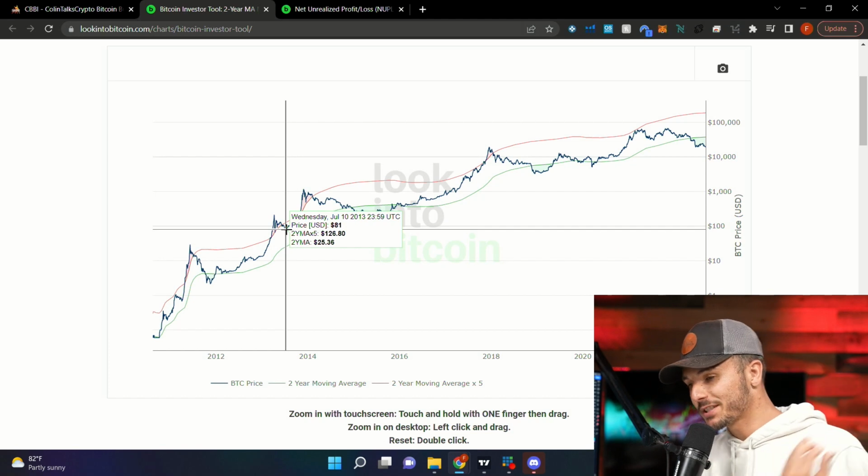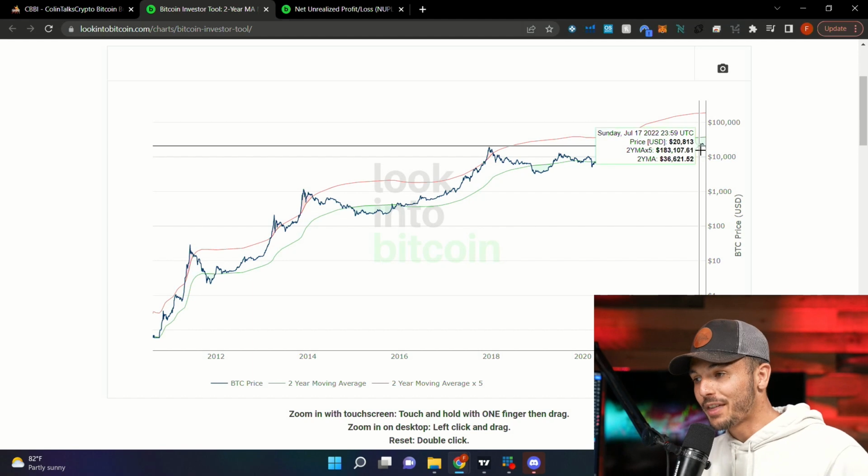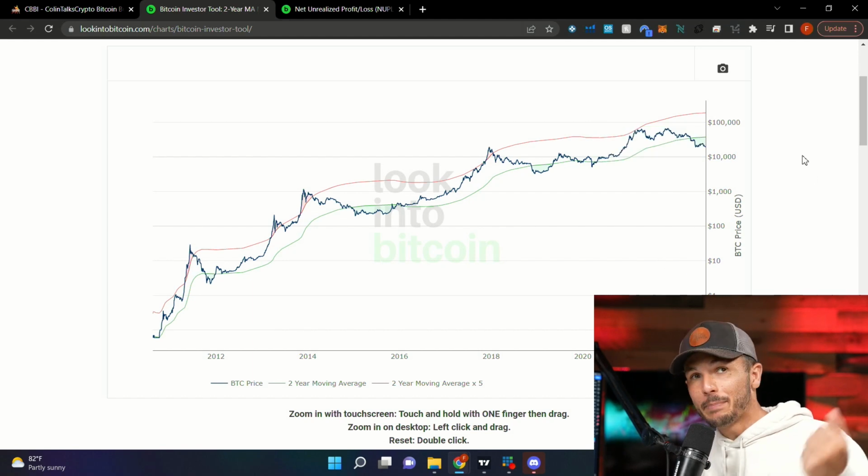Now, it's a lot easier said than done, but a lot of people are asking, again, should I be DCAing into the market? And according to the 2-year moving average chart that we're looking at right now, you are in the green. So that is another check mark for being a really good time to DCA into the market.